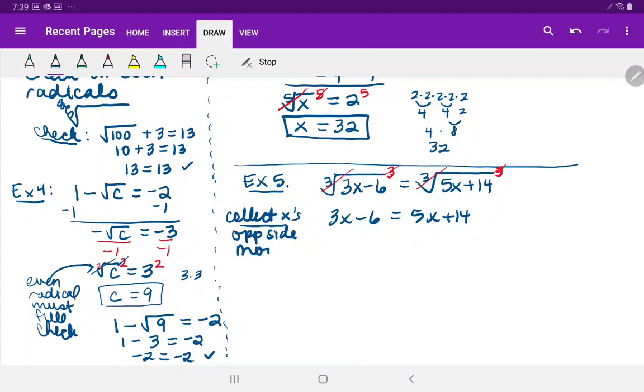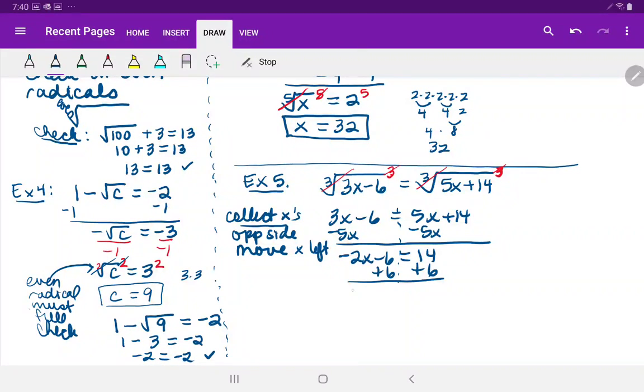So that means you need to move. I like to move my x's to the left side. And then I like to move my numbers to the right side. So minus 5x, minus 5x. The equal sign is here. -2x minus 6 equals 14. Add 6, add 6. -2x equals 20. Divide by -2. X equals -10.